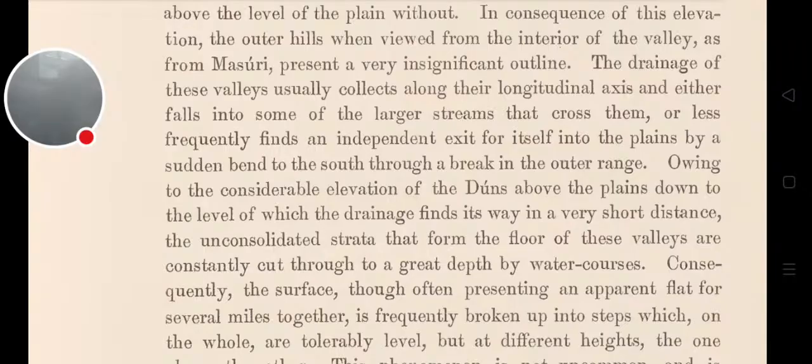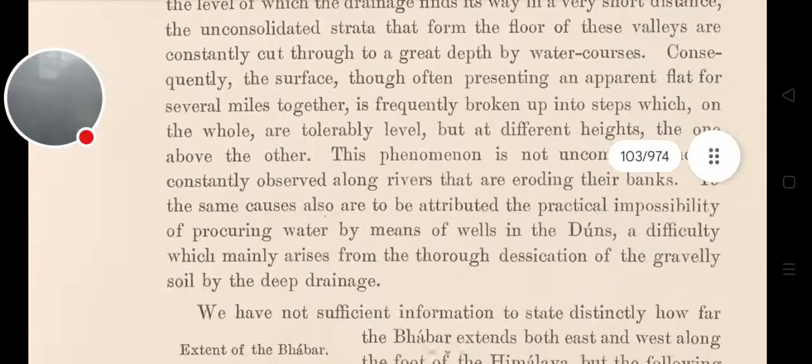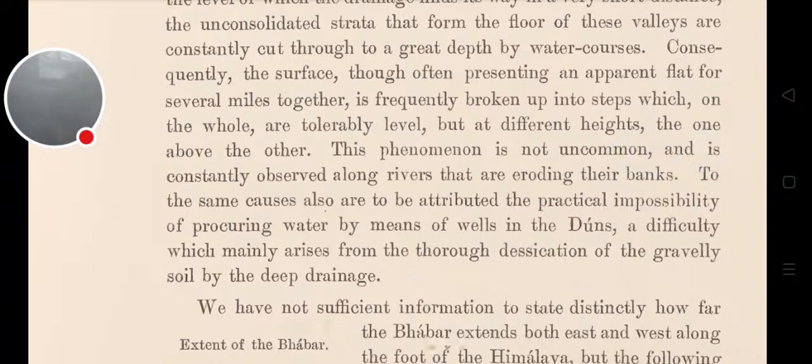Owing to the considerable elevation of the dunes above the plains down to the level of which the drainage finds its way in a very short distance, the unconsolidated strata that form the floor of these valleys are constantly cut through to a great depth by watercourses. Consequently, the surface, though often presenting an apparent flat for several miles together, is frequently broken up into steps which, on the whole, are tolerably level but at different heights, the one above the other.